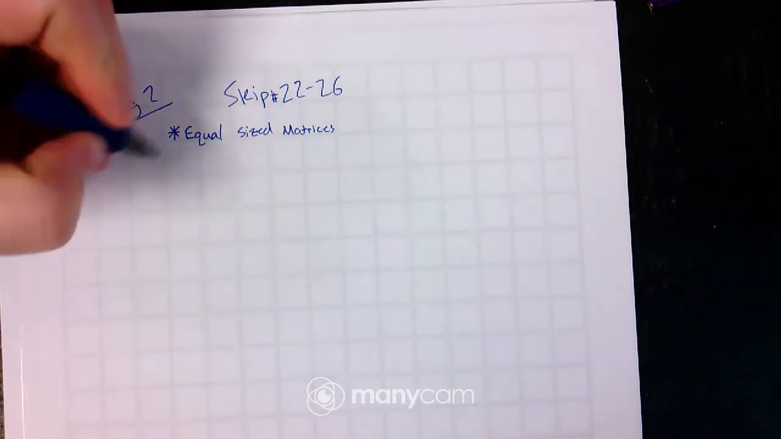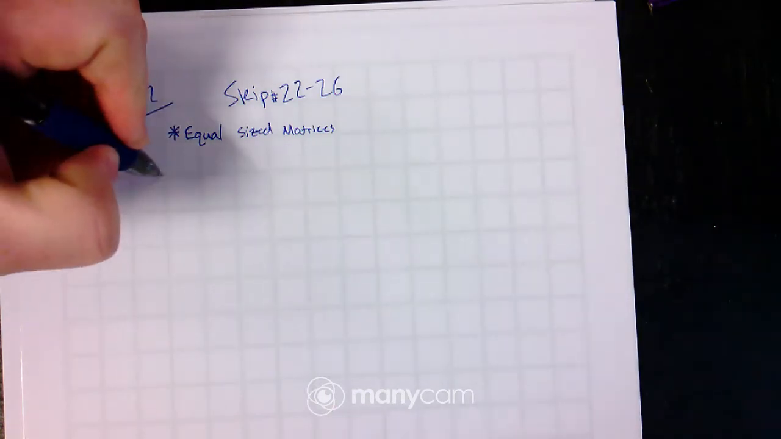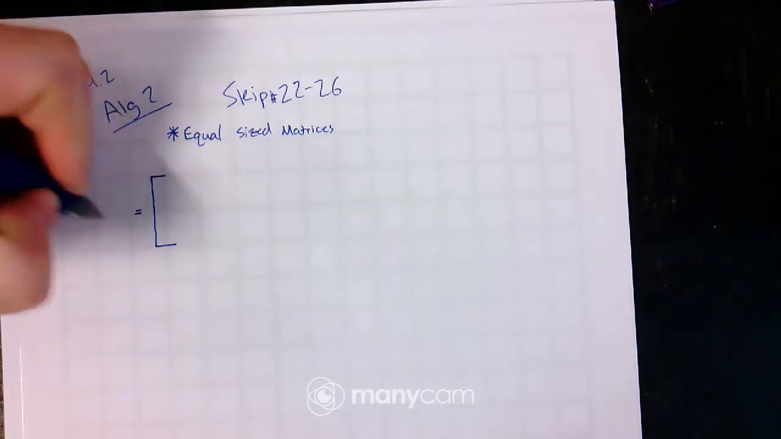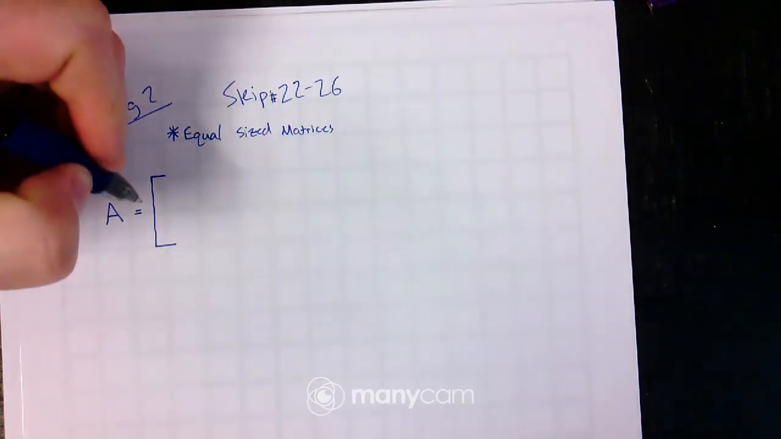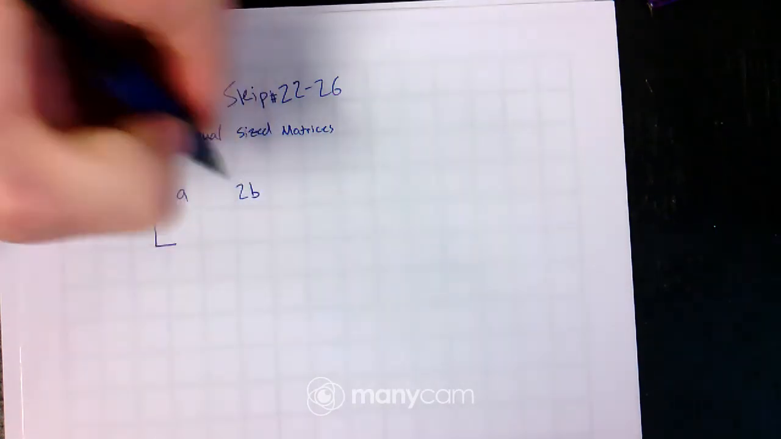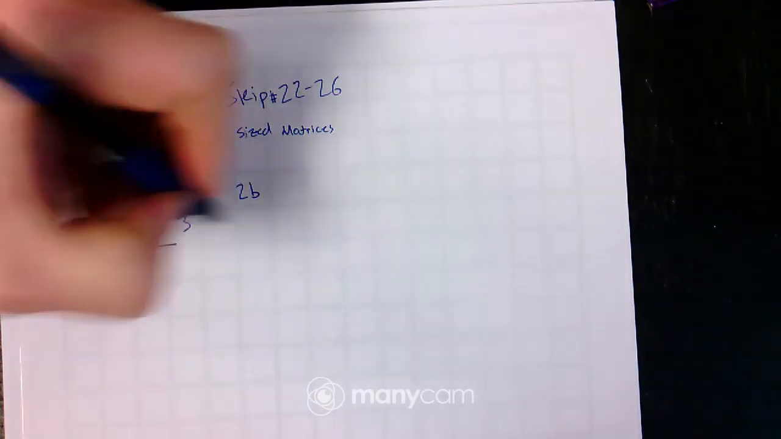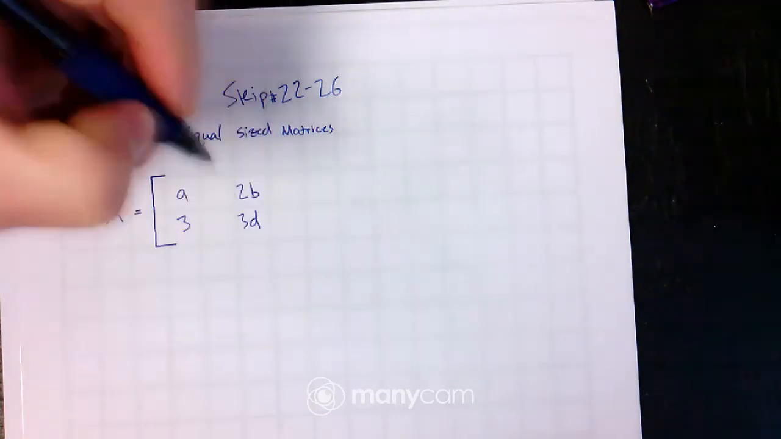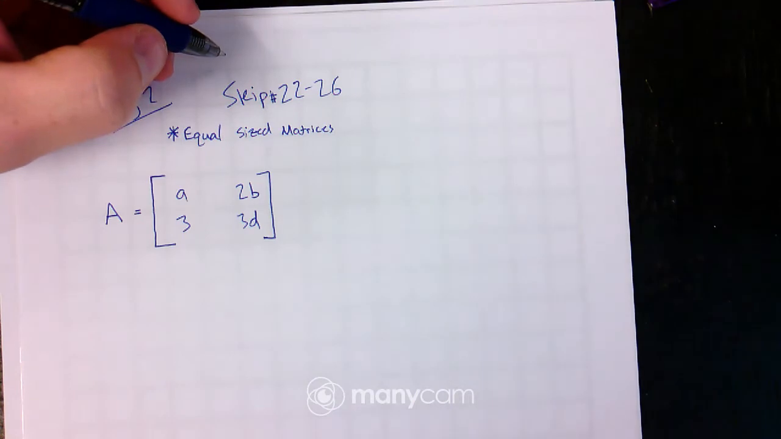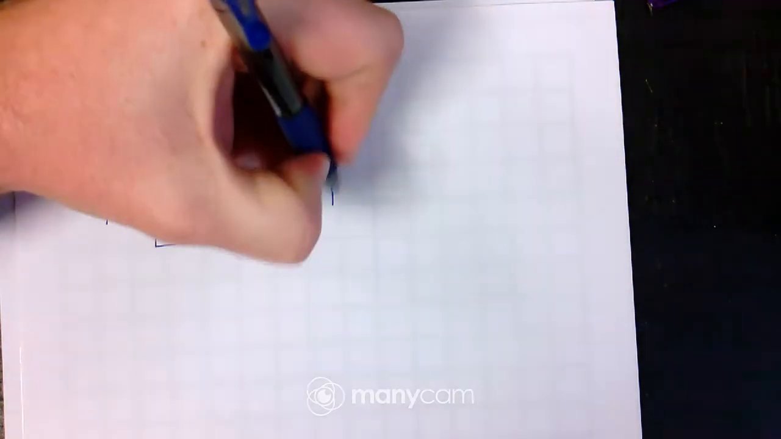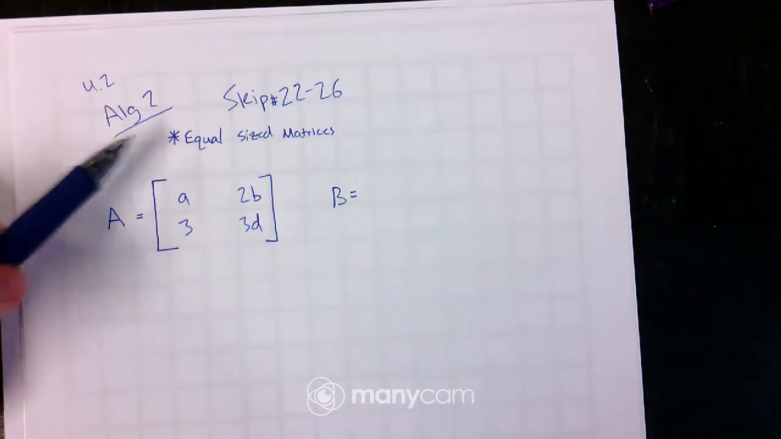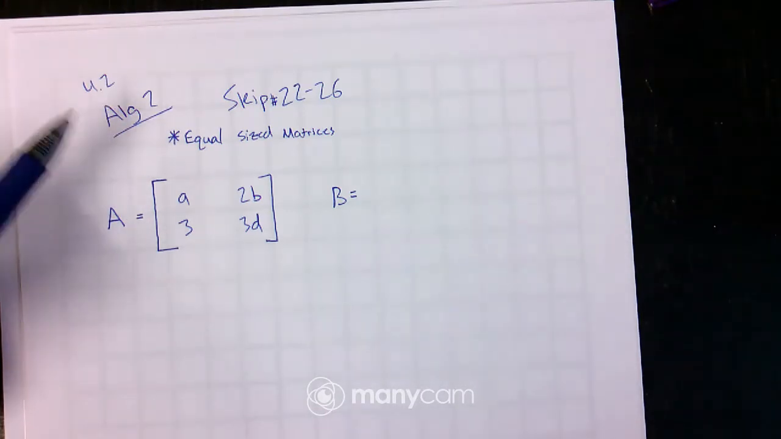So this is going to be your note card here, okay? We're going to call this one A, and it's going to be equal to A, 2B, 3, and 3D. That is matrix A. As a note, it only works with equal-sized matrices.